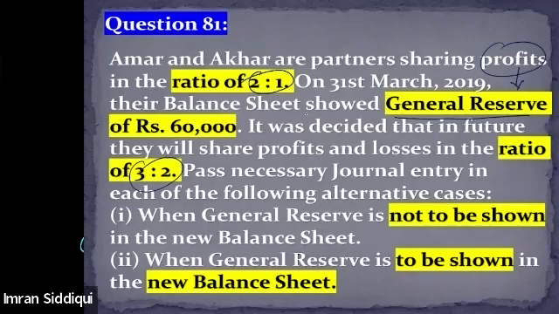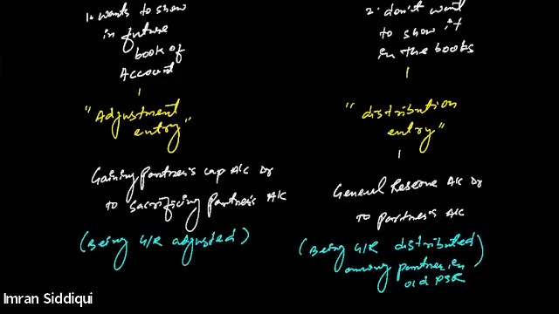All right. So let's quickly start with the question. Question 81, we already read this question. We need to just pass the journal entry considering situation one, when general reserve is not to be shown in the new balance sheet. So the journal entry for this will be.